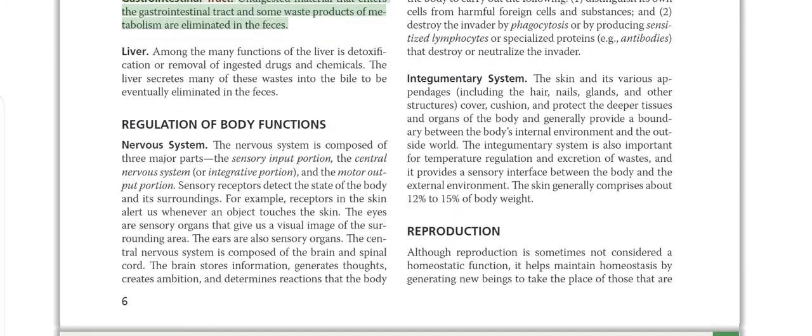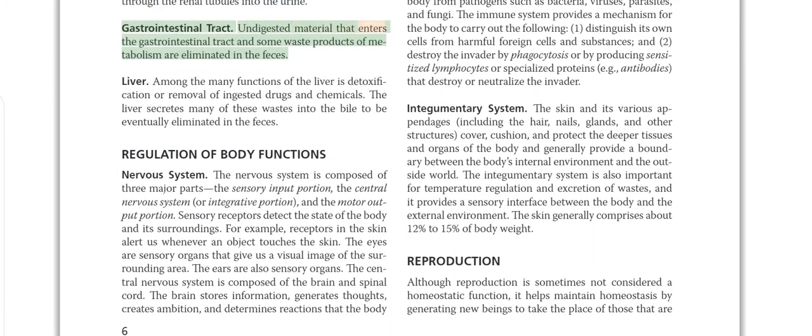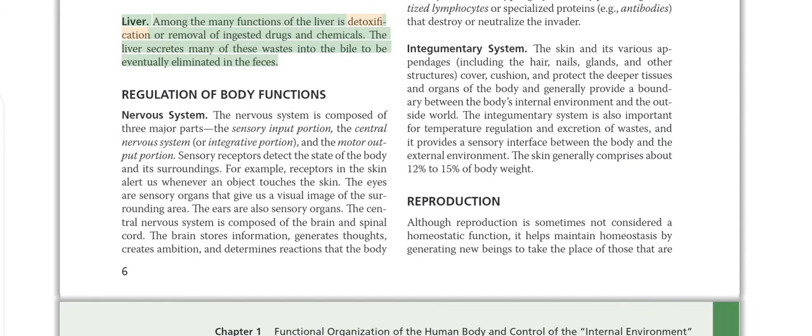Gastrointestinal tract. Undigested material that enters the gastrointestinal tract and some waste products of metabolism are eliminated in the feces. Liver. Among the many functions of the liver is detoxification or removal of ingested drugs and chemicals. The liver secretes many of these wastes into the bile to be eventually eliminated in the feces.